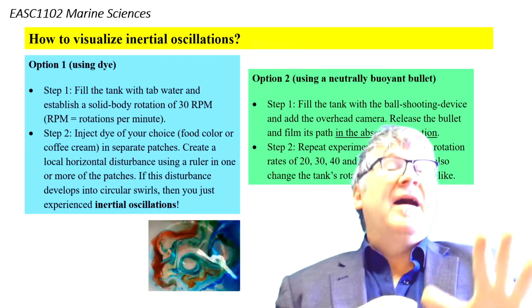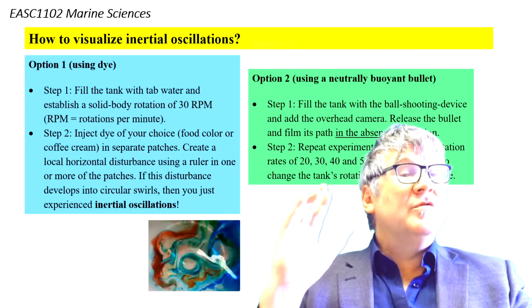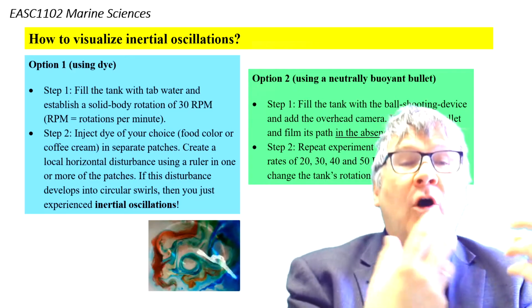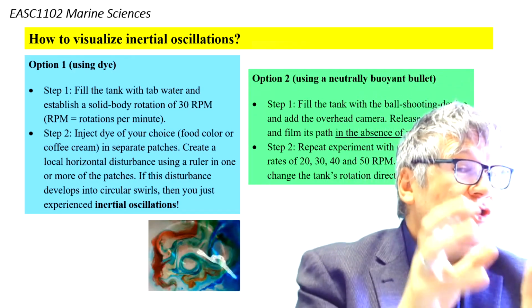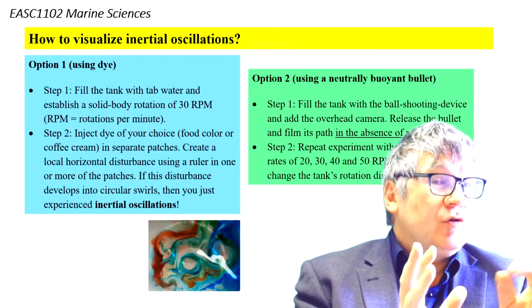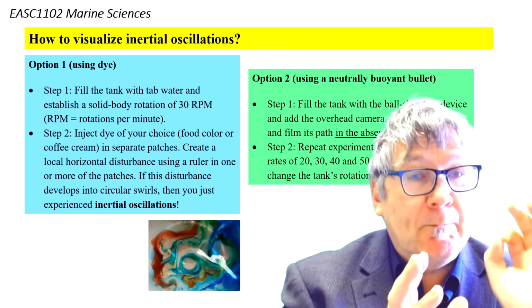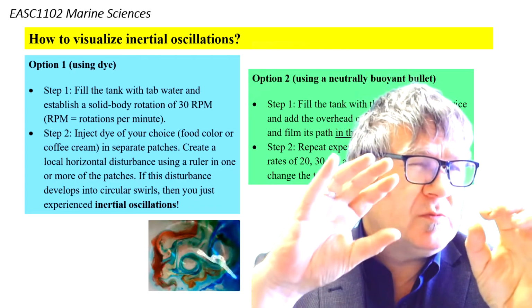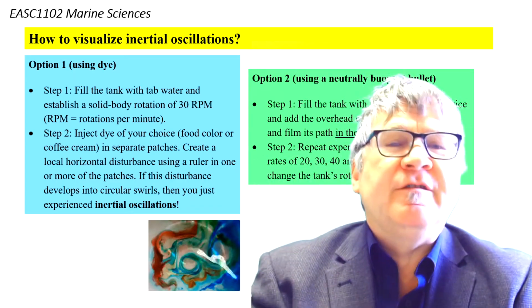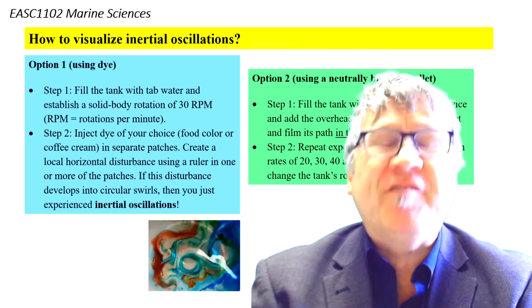You can use dye, or you can actually use a bullet, an object. And we have a little bullet shooting device that we can use. You shoot a little bullet into the water. So now what's the significant feature here? What's the important first step?